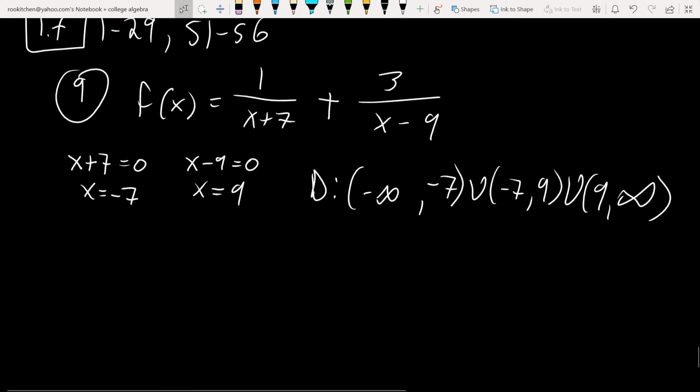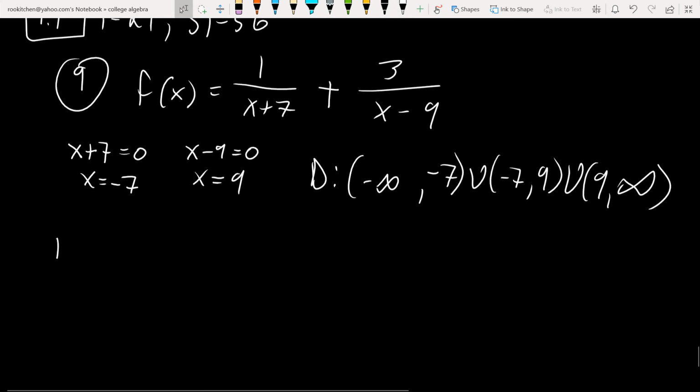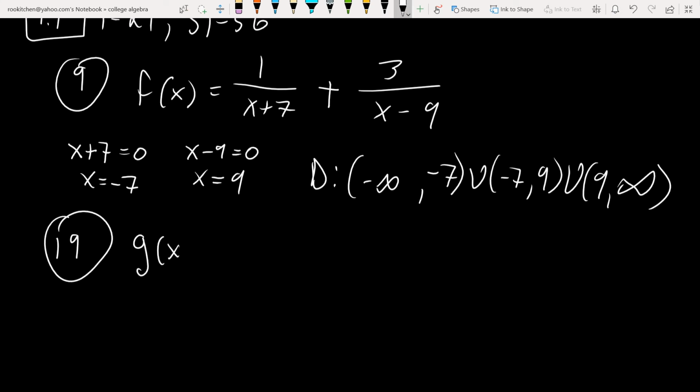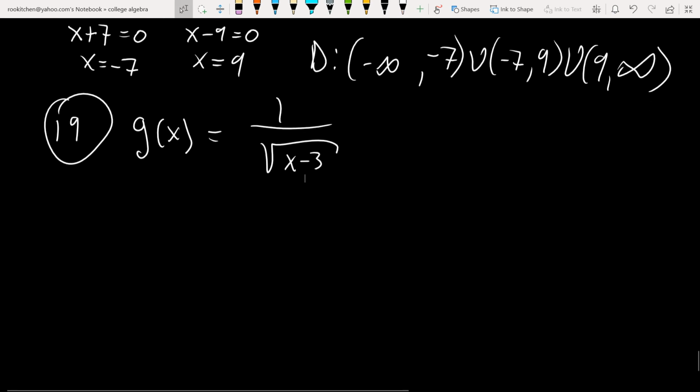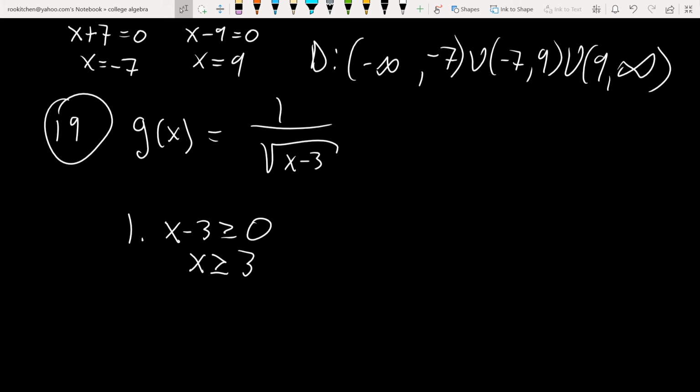Let's look at another, number 19. g of x is 1 over square root of x minus 3. So there are 2 issues here. First, you have to make sure the stuff inside that radical, x minus 3, is greater than or equal to 0. In other words, we need to make sure that x is greater than or equal to 3. But also, we need to make sure that the square root of x minus 3 is not equal to 0.